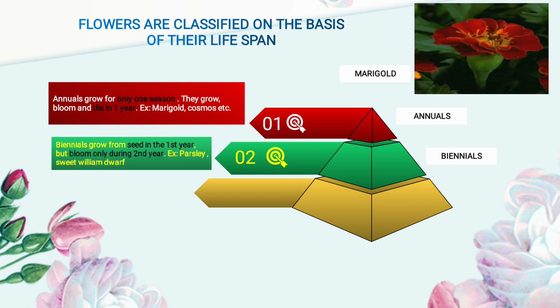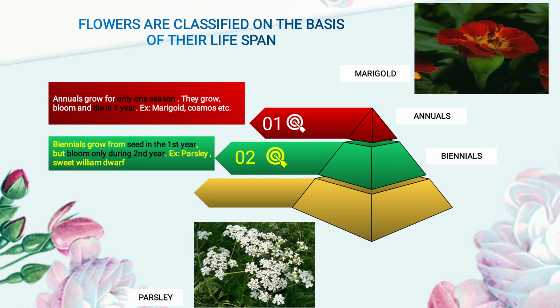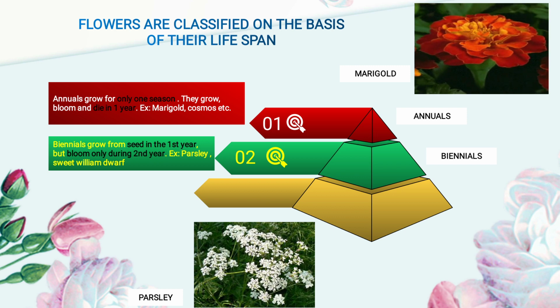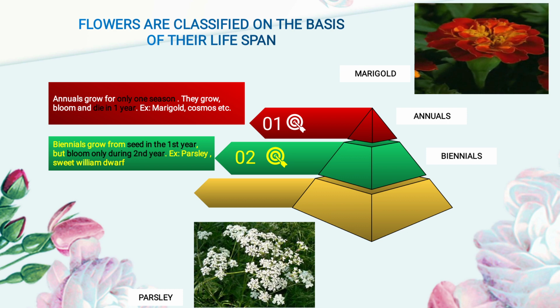Second is biennial. From the biennial, bi means two. So biennials grow from seeds in the first year, means in the first year the plant will grow from the seeds, and in the second year the flower will bloom. Second year में खिलेगा. Example is parsley, sweet William dwarf.